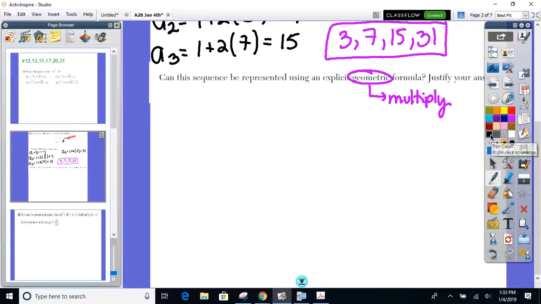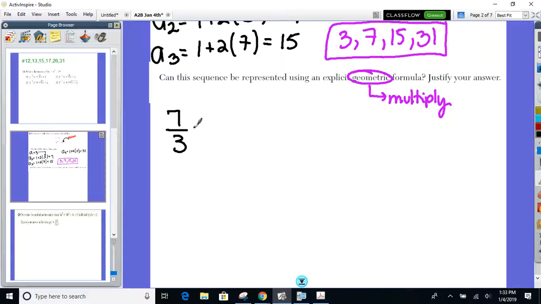I know the answer, but do you remember the trick to find out what number you could be multiplying by if you can't figure it out right away? Anybody remember that one? Take a term and divide by the previous term. Take a term. 7 divided by 3. You get about what? 2.3 repeating? Do I multiply 7 by 2.3 and get 15?